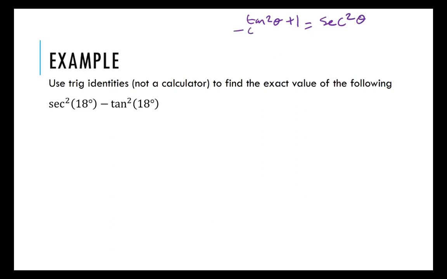Well, is there any way to get secant squared minus tangent squared? Well, sure. Subtract tangent squared theta from both sides. This is an equation. And so I get that 1 is equal to secant squared theta minus tangent squared theta. And the fact that my thetas match here, 18 degrees and 18 degrees, secant squared of 18 degrees minus tangent squared of 18 degrees must be 1.